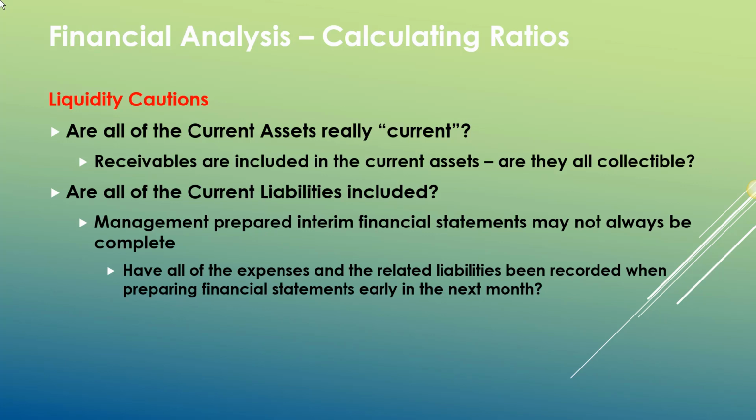In addition, are all of the current liabilities included? Especially when you're looking at interim financial statements. There are a lot of things that can be missed during the interim financial statements. A lot of times those interim financial statements are due very close to the end of the subsequent month. How do you know you've gotten all your bills in? How do you know that all of the expenses that should be accrued, things that you expect to happen and that are significant, are included in that current liabilities number?